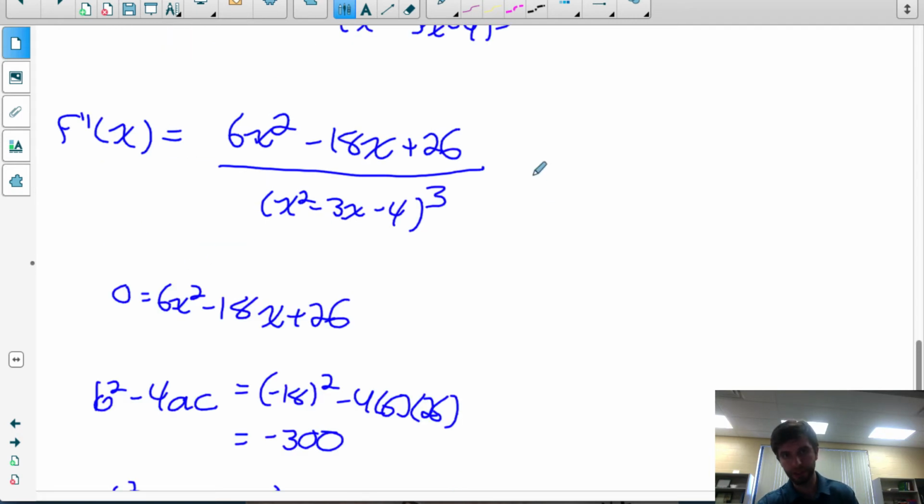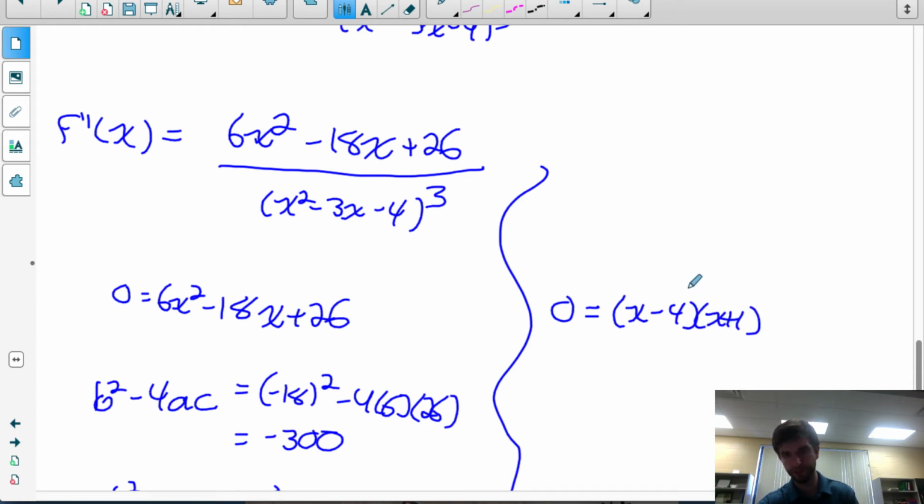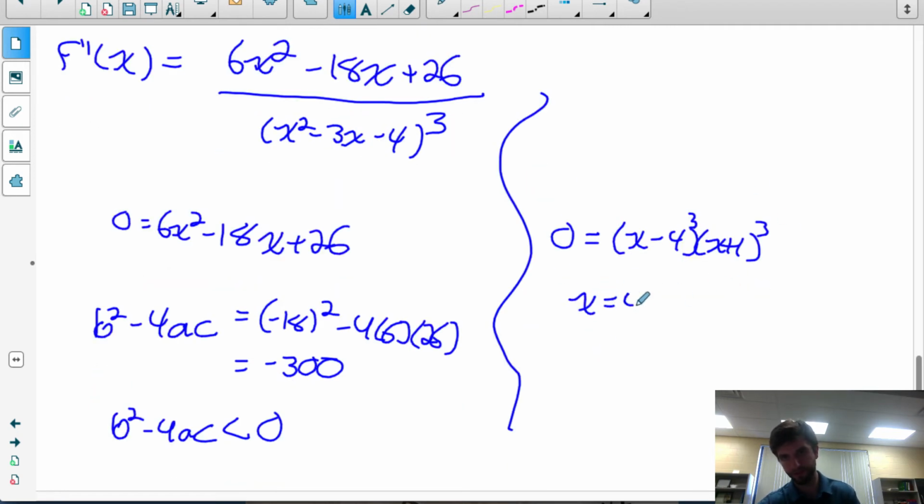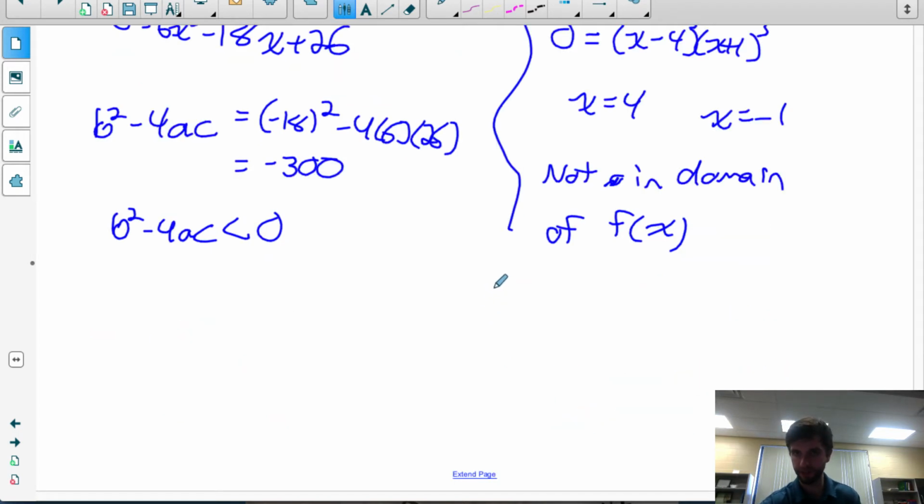What about maybe there's a way that it could be undefined? That would mean making the denominator equal to 0. So remember, this came from the factors x minus 4, x plus 1, and this would all be cubed. So this could be 0 if x was 4 or negative 1. But remember, neither of those x values are in the domain of the original function. Therefore, they can't be points of inflection because the function doesn't even exist there. So no points of inflection.